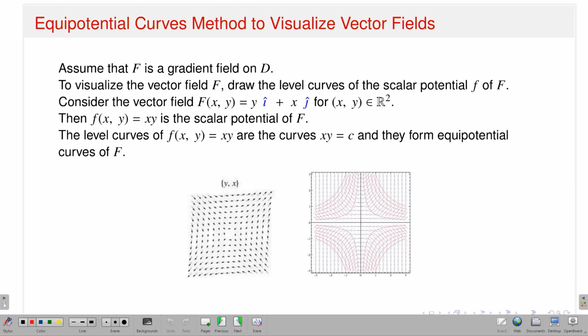Okay, so I think I should stop here. In my next class, I will talk about how I can visualize my vector field in terms of what are called equipotential curves. I have talked about arrows, I have talked about integral curves. Now I want to visualize my vector fields in terms of equipotential curves. I think that concept I will talk about in my next lecture.